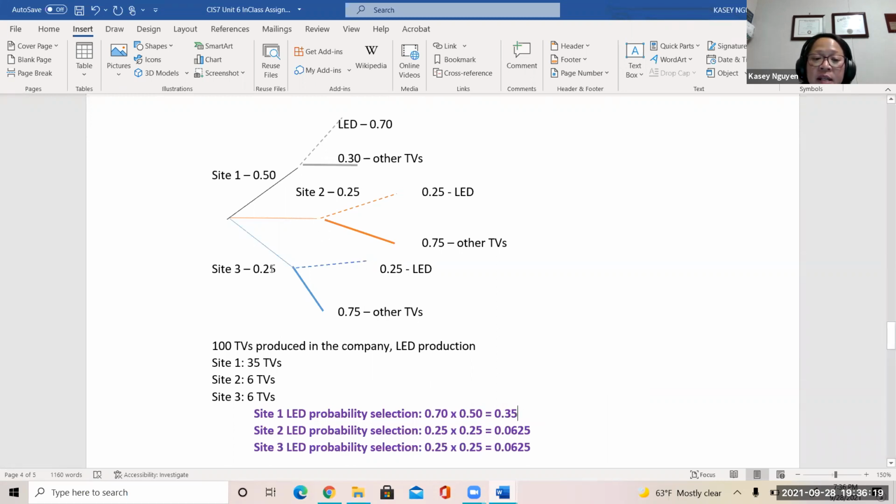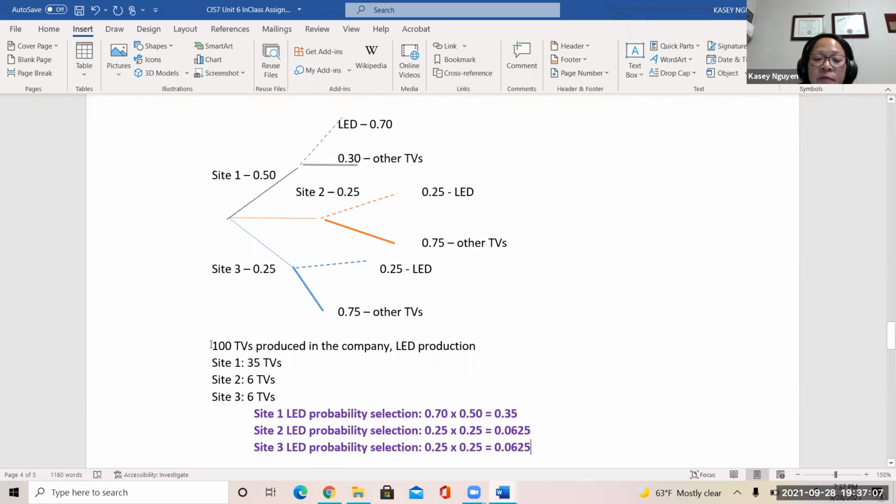Then it's given to us that for site 2, they produce 25% of all TV, and of those TVs, they produce 25% LEDs. So that gives me this decimal. When you multiply, remember we go from here to here, we multiply. We go from here to here, we multiply. Then site 3, we would take the 0.25, which is here, and of those, they produce 25% LED. So then we multiply again. Same as site 2.